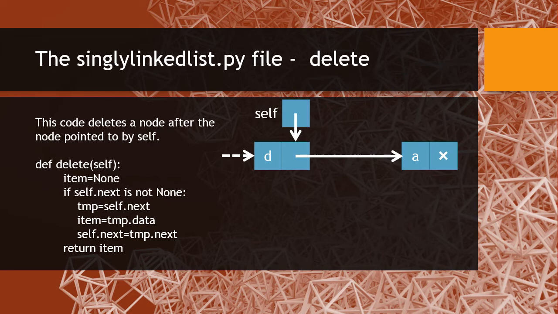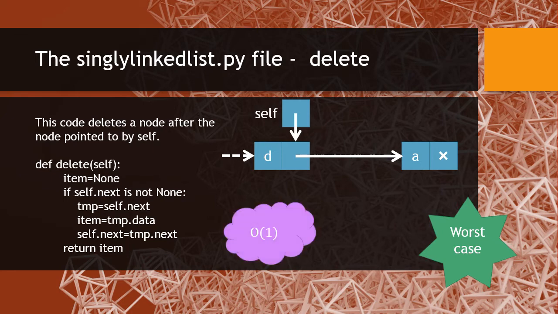And this is our final picture. So we can say that this is the worst case of the function, because in this case all lines of the code are executed. Again the function is O(1).